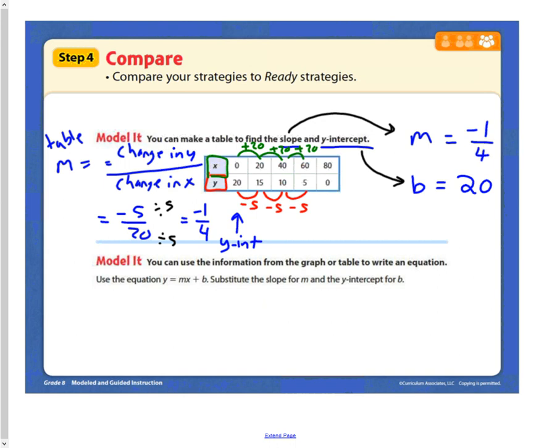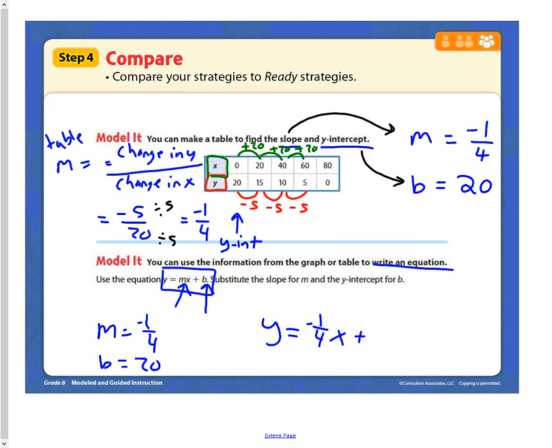So, last thing we'd like to do on this page is use this information to write an equation. Okay, and we're going to use that form y equals mx plus b like we've been using. So let's substitute for the m and the b, the slope and the y-intercept. We said that the slope is negative 1/4, and the y-intercept is 20. So if we put those in where they belong, we would have y equals negative 1/4 x plus 20. In other words, you start with 20 miles, and that's your starting initial value, and every 1 mile it takes 4 minutes.